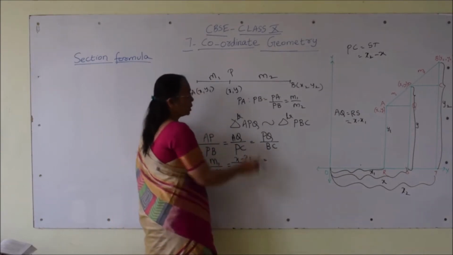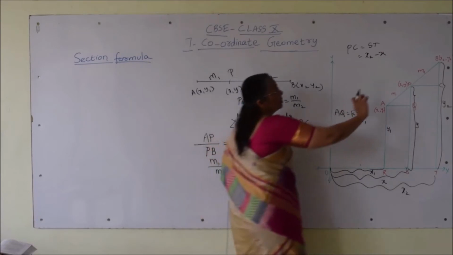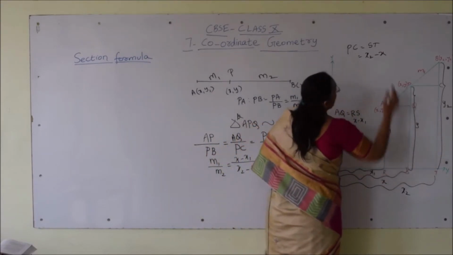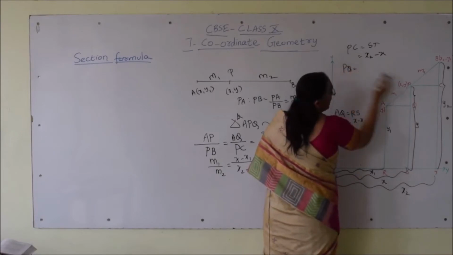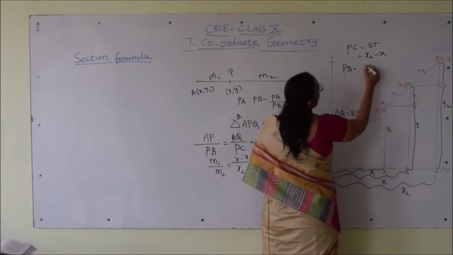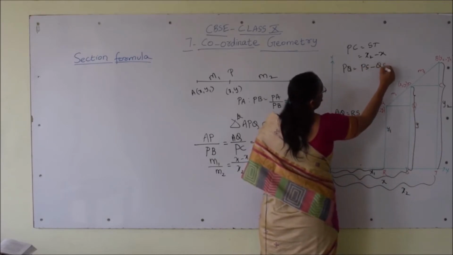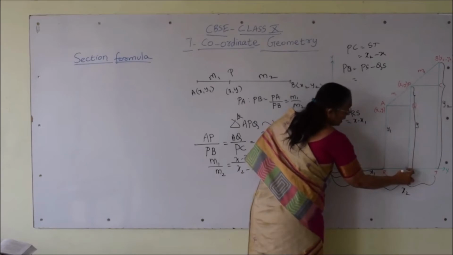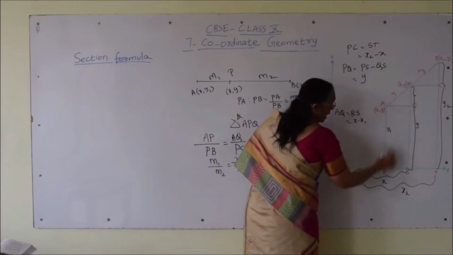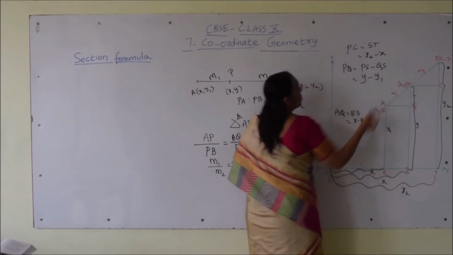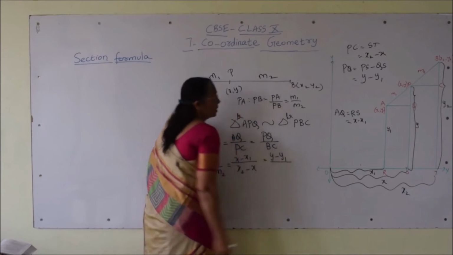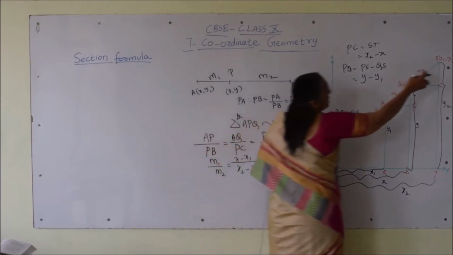Now coming to the last one, PQ. This distance is PQ. PQ can be written as the whole distance PS minus QS. PS from the diagram we can see is Y, and QS is the same as AR, which is Y1. So, PQ is equal to Y minus Y1.